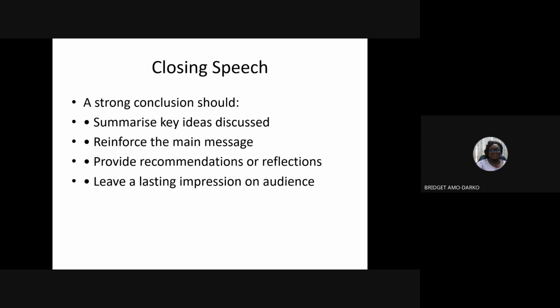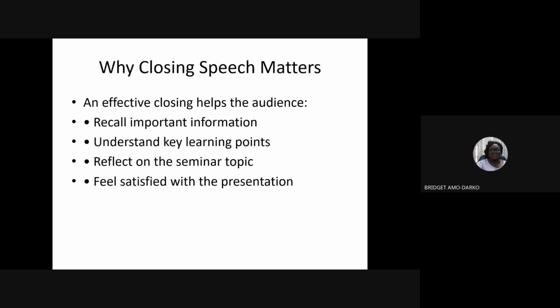And mostly this takeaway comes at the end of the presentation. It can be a short quote, a short word, wise saying, and they will take it with them, use it, and at the end of the day, your seminar will be beneficial and impactful. So the question is why closing speech matters. An effective closing speech helps the audience to recall important information, understand key learning points, reflect on seminar topics, feel satisfied with the presentation.